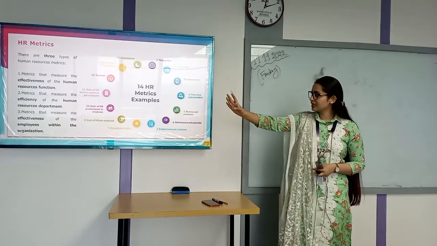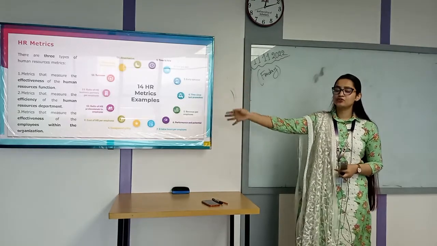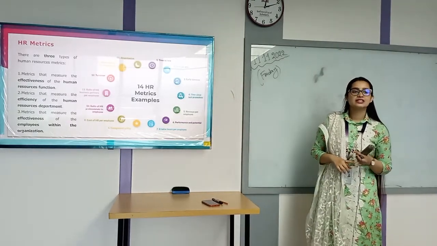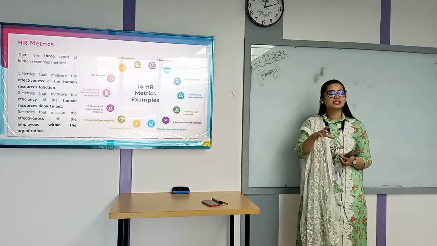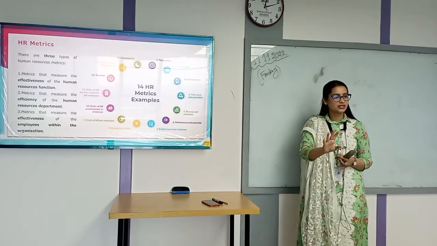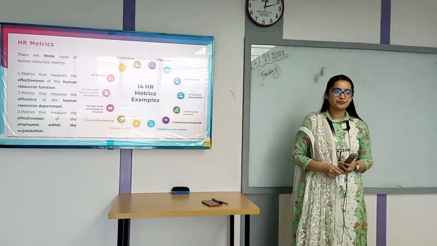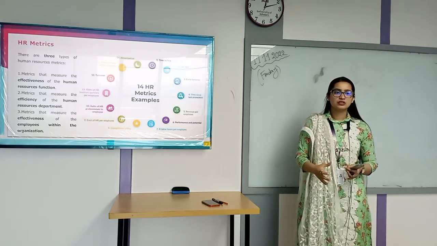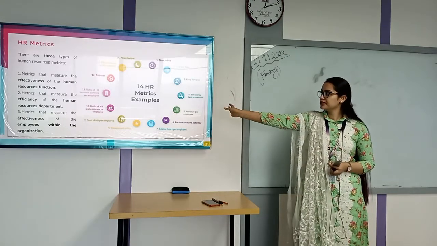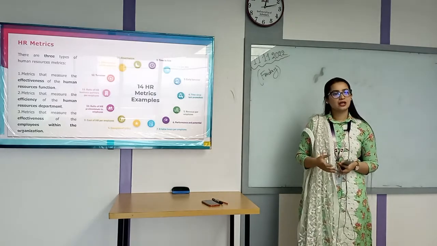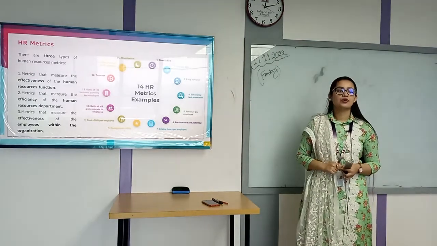If you see all these terms, these are all related to our HR. In HR matrix, we try to identify three things: first, whether the HR department is working in an effective manner; second, whether the employees inside the HR department are working in an efficient manner; and the third thing is the effectiveness of employees within the organization. If the HR team is working well, then whether the employees are aligned or not. If we see the matrix, the 14 examples, there can be other matrix as well, but this is the standard base. First one is time to hire.